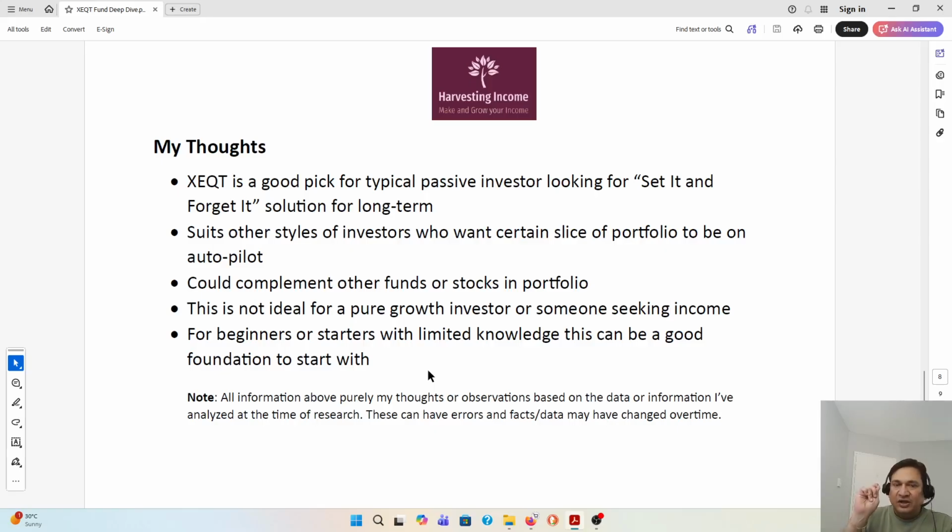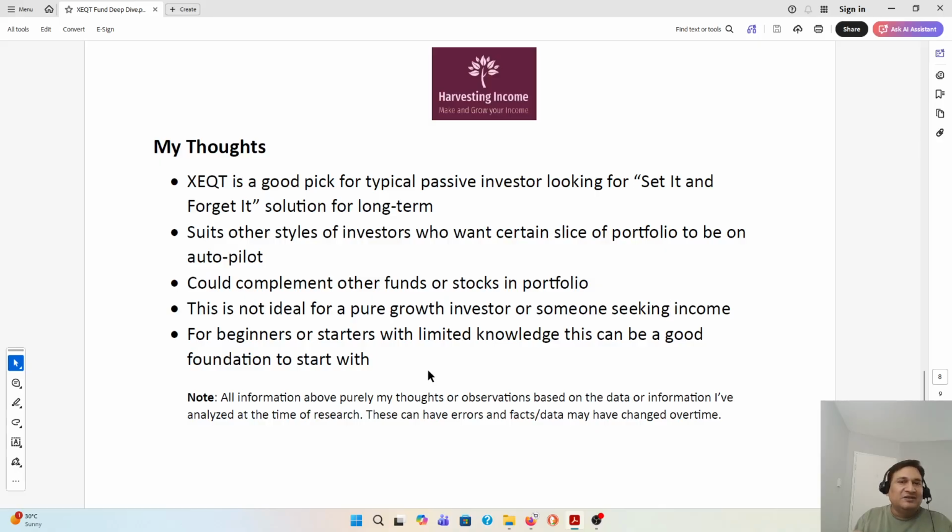This is a great option for beginners or starters with limited knowledge. Let's say you are coming into the markets for the first time. Just a couple of days ago or last week, you opened your brokerage account, and you don't know where to start, what to buy, which is high, which is low, when to buy, when to sell. Or you want to buy it and just let it stay there. You don't want to check the prices every day. So in that case, this can be a great foundation to start with.